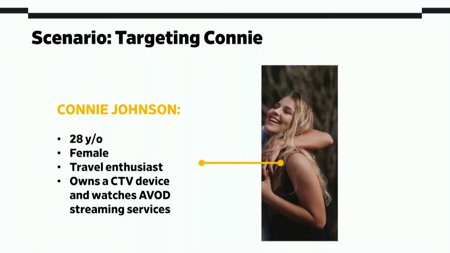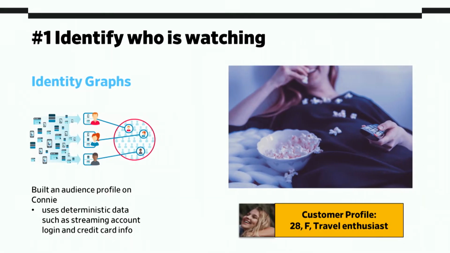So in this scenario, we have Connie, and we're going to try to target her. She is 28. She is female, she's a travel enthusiast, she owns a connected television device, and she streams advertising video on demand whenever she feels like it. She doesn't pay for subscription. If you're an advertiser and you want to target Connie, you need to identify who's watching the connected television device.